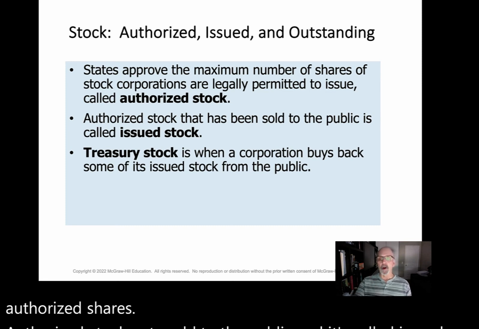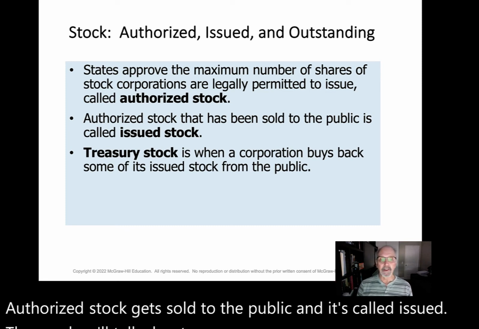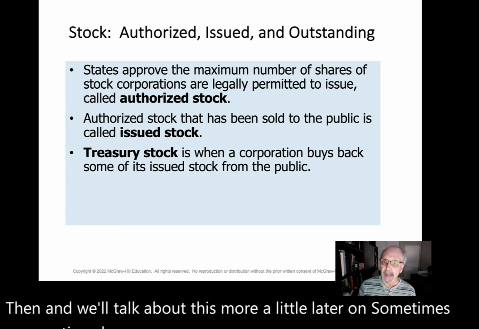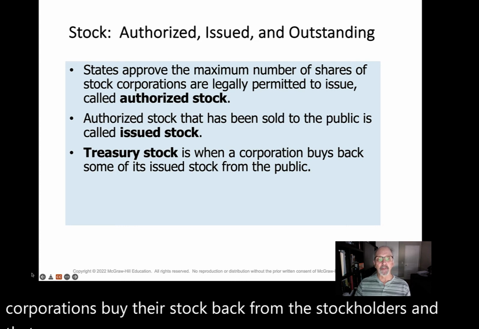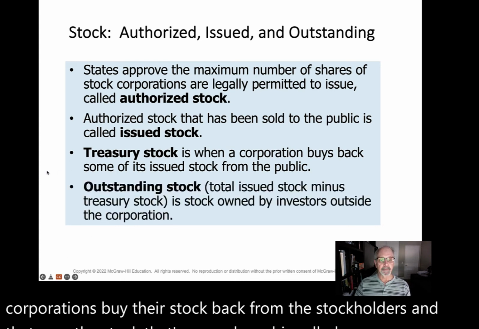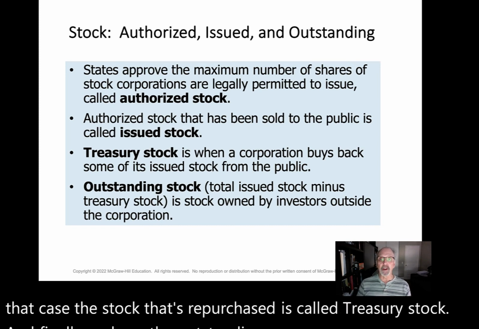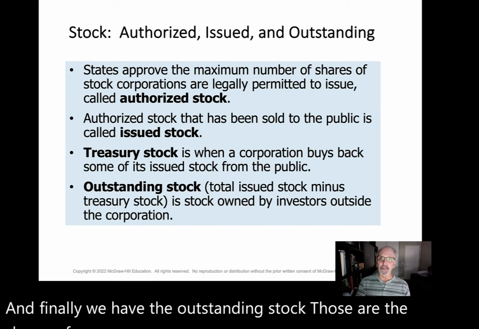Then, and we'll talk about this more a little later on, sometimes corporations buy their stock back from the stockholders. In that case, the stock that's repurchased is called treasury stock. And finally, we have the outstanding stock. Those are the shares of stock that are in the hands of stockholders.